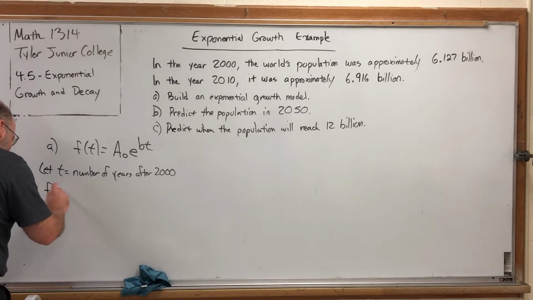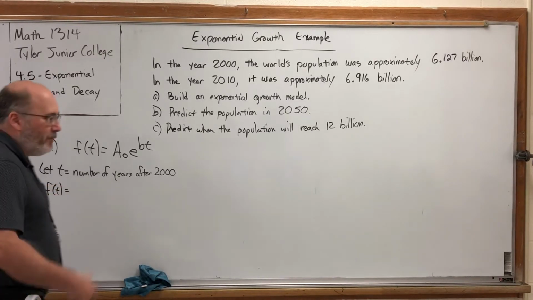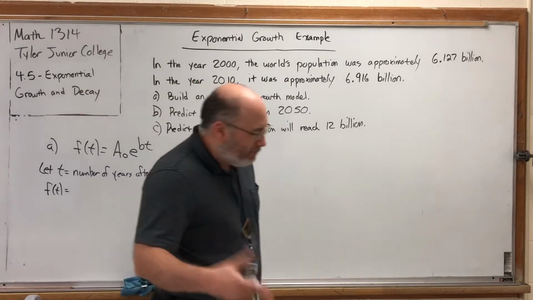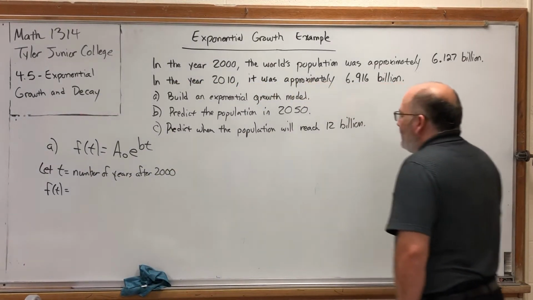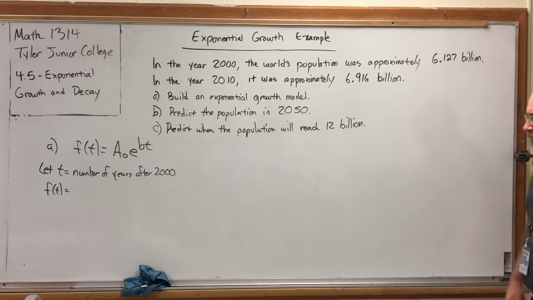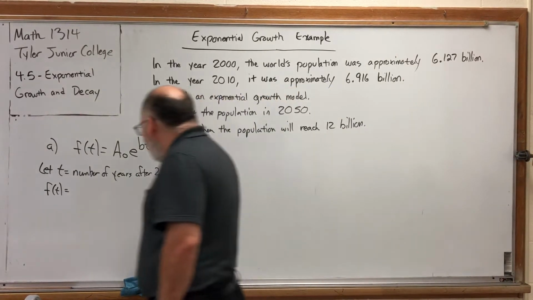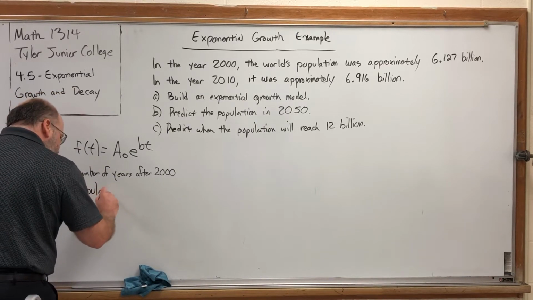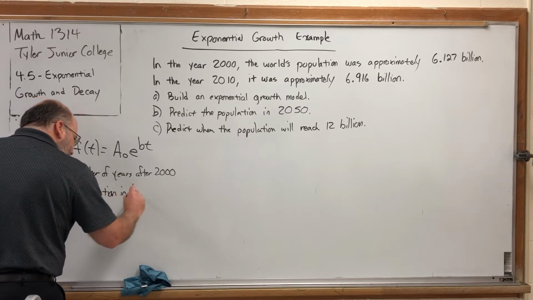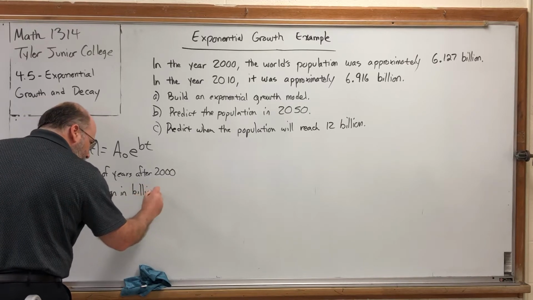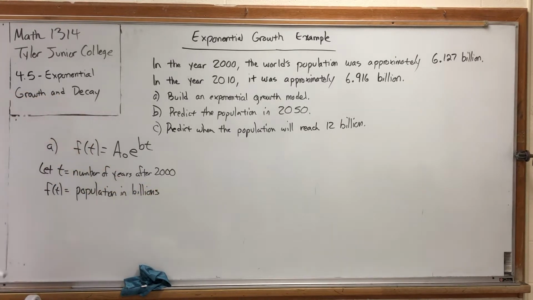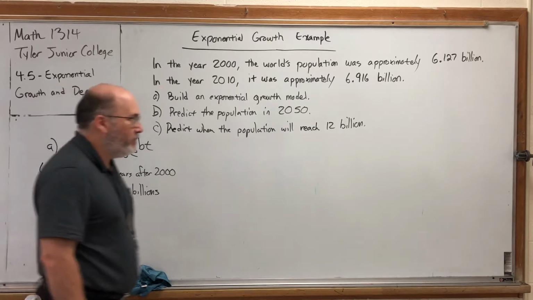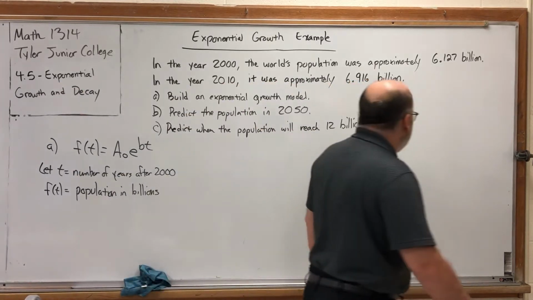But what is f of t going to measure? Now, you might say the current population. Well, true. But notice that our populations were given in terms of billions, and so it makes sense for our function to measure the population in billions. This is a common approach to problems involving large numbers. Don't use the numbers themselves, use them in terms of a larger unit of measurement.